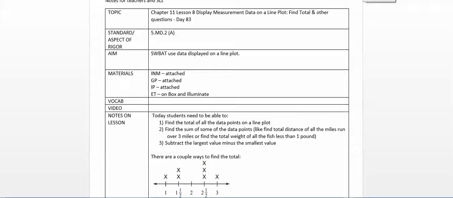Right, we're going to look at Chapter 11, Lesson 8, Displaying Data on a Line Plot. And we're going to be answering questions today, like finding the sum of all the data points. We might find the sum of data points over a certain number, under a certain number, or we could also subtract the largest value minus the smallest value.